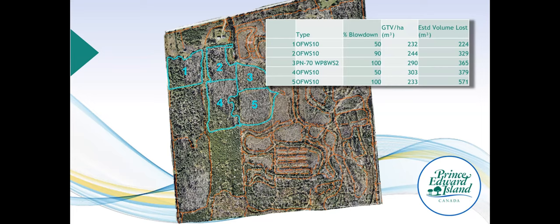So we estimated the amount of the stand that's blown down. And then we took the dots you saw before and summarized them for each stand. So we took the average value for gross total volume of all the points within those stands, and that's seen in gross total volume per hectare. Add in the stand area, and we have an estimated volume lost in each one of those stands.